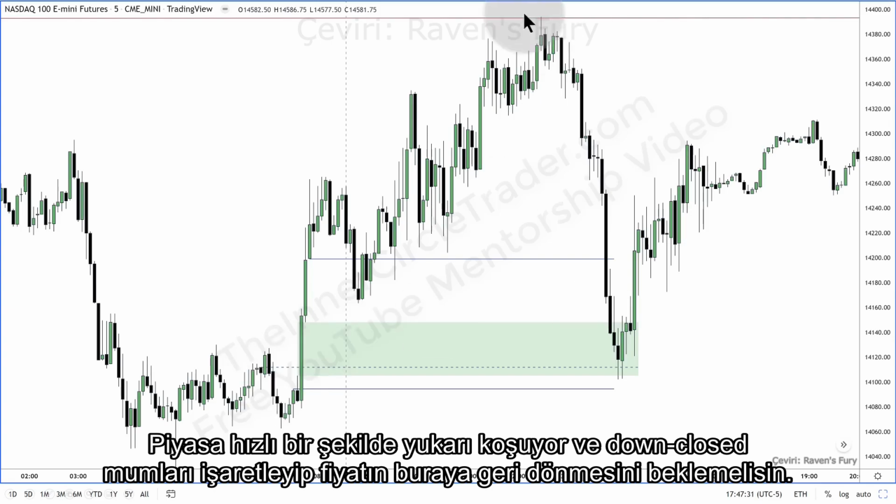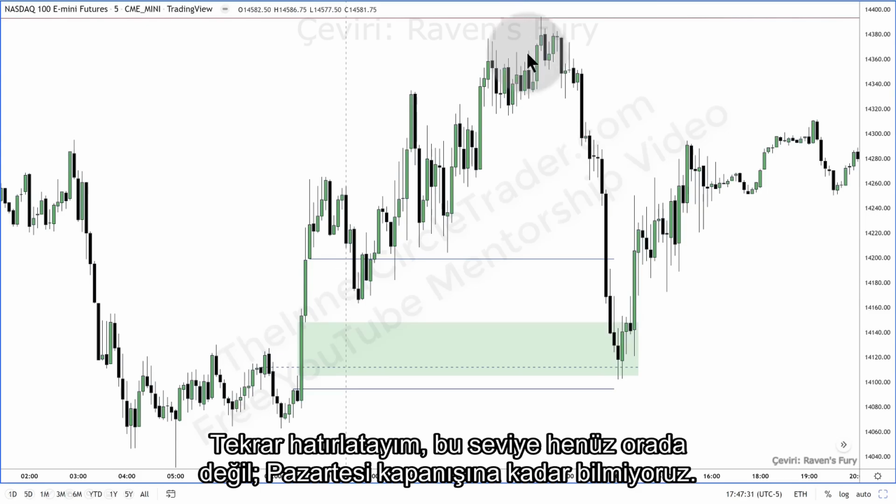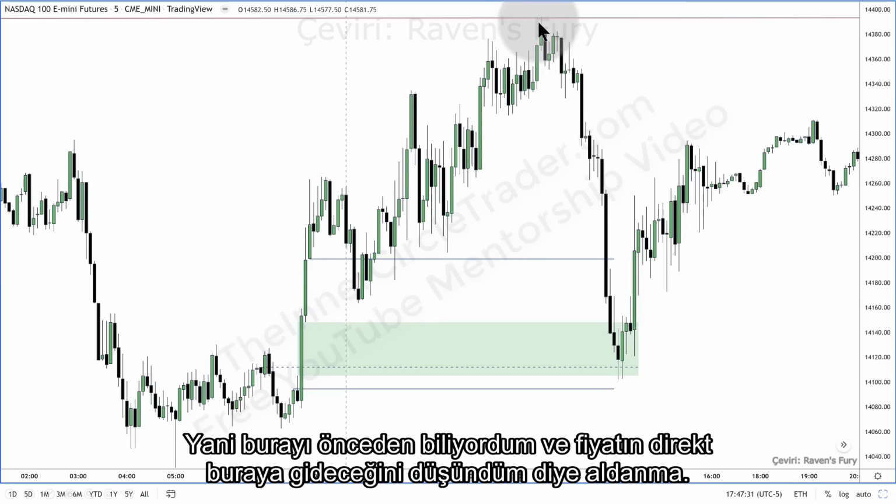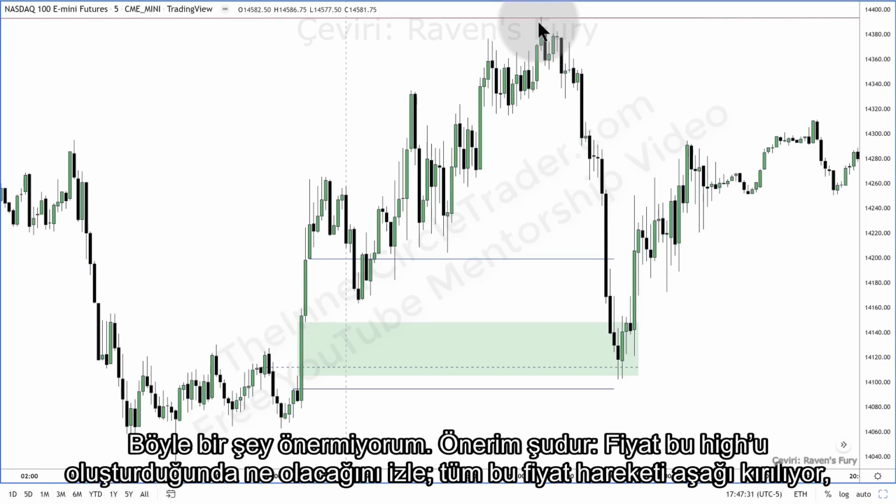Now again, this level is not there yet. We don't know this level until Monday's close. So don't be tricked thinking that I had this level here and I knew it was going to go right to that level in turn. I'm not suggesting that at all. What I'm suggesting is watch what happens when it creates that high.